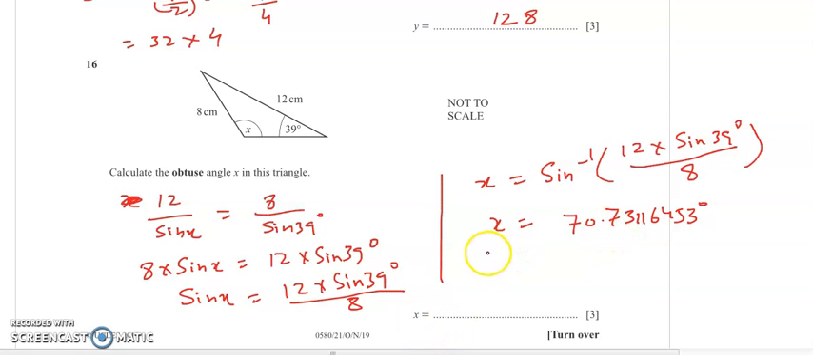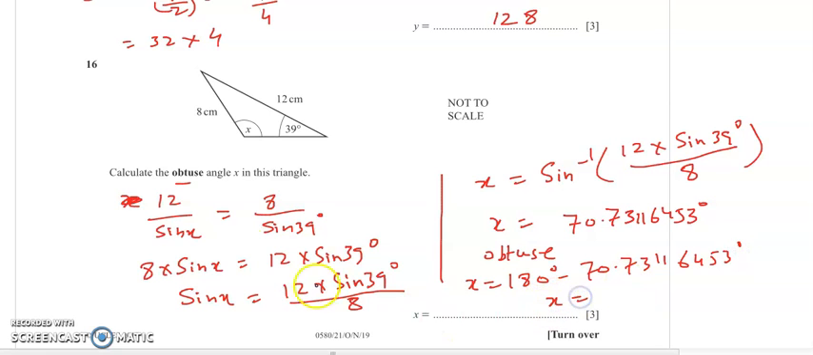So this is to get the obtuse, as we have to get the obtuse angle. So for the obtuse angle, the value of obtuse x will be 180 minus this angle, 70.73116453 degree. So after subtraction, we will get 109.2688 degree. So we will round it to 3 significant figures. Rounding it to 3 significant will give us 109 degree.